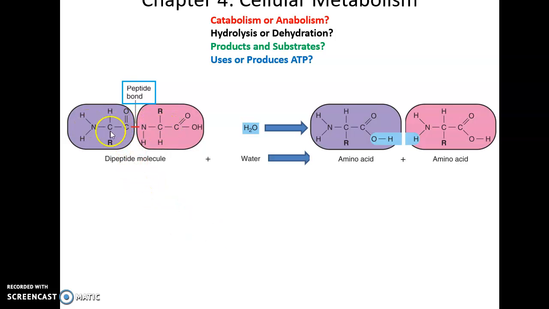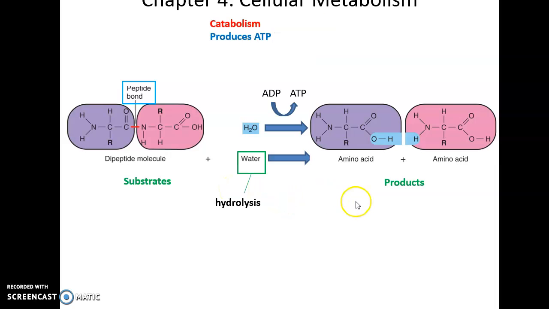We have a dipeptide molecule. It's 2 amino acids bound together, plus water, yielding two separate amino acids. Is it catabolism or anabolism, hydrolysis or dehydration? Products, what are they? Substrates, what are they? Does it use or produce ATP? Pause for a moment. Feel free to pause the video.